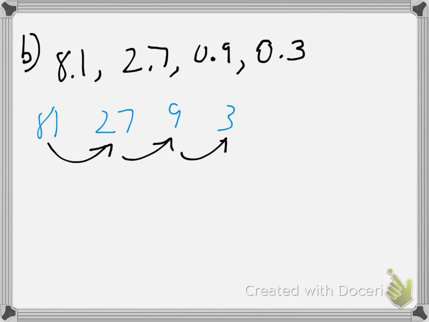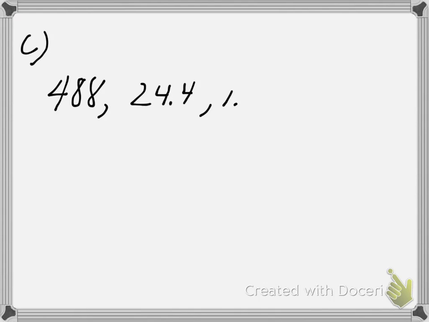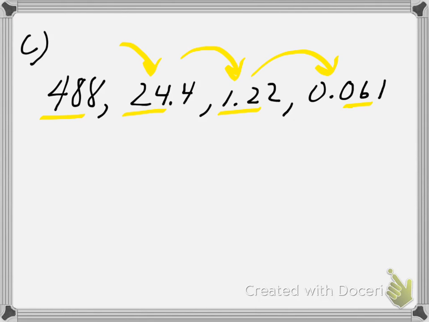Okay. For C, the pattern's a little bit more complicated. So we have 48, 24 and 4/10, 1 and 22 hundredths, and 61 thousandths. So for this one, if we just take a look at the first couple numbers, we can see we have a 48, a 24, a 12, and a 6. So now we can see a pattern for doing something each time.